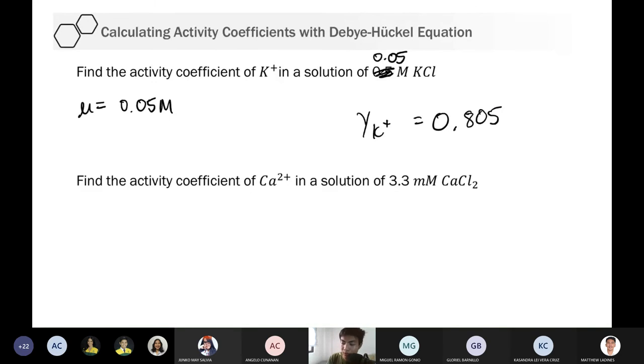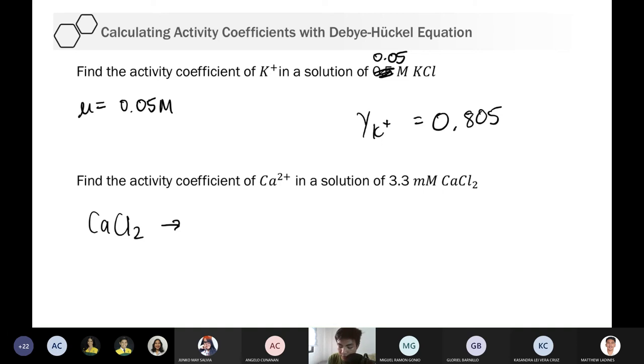Bilis. How about this one? Find the activity coefficient of calcium 2 plus in a solution of 3.3 millimolar calcium chloride. Oh. Ano yung millimolar, yung M, tapos capital M? That is 1/1000th of molar concentration. So that is just times 10 raised to negative 3 of your molarity. Okay? So alamin mo yung mu. Hindi gagana yung technique ko dito kasi ito positive 2, ito negative 1. Yung kanilang charge. So I have to manually solve for the mu.